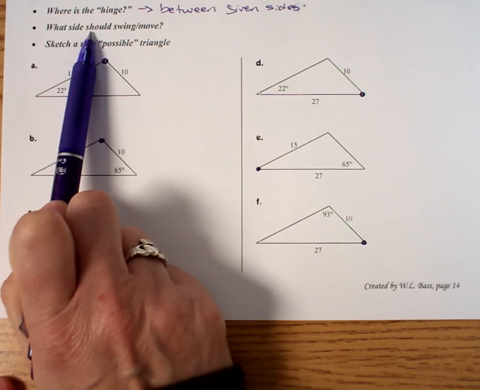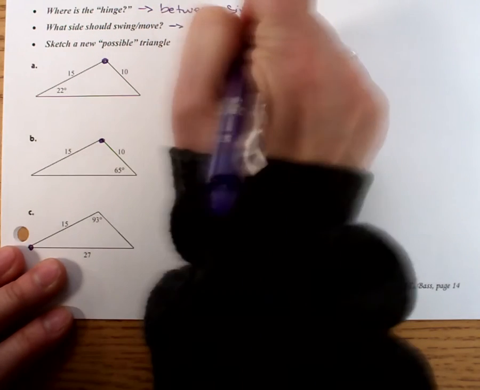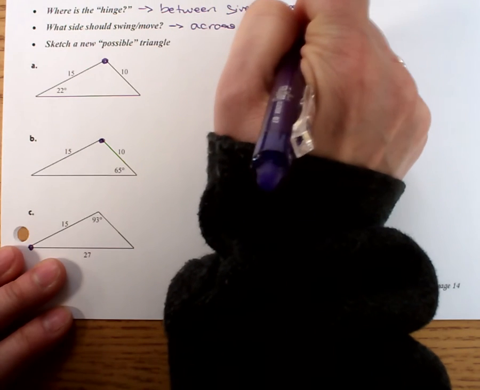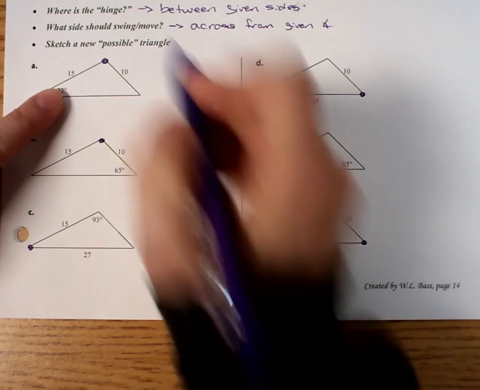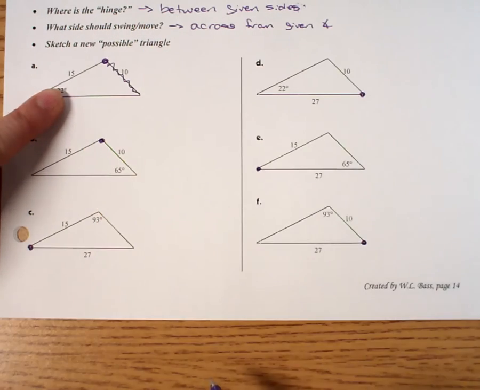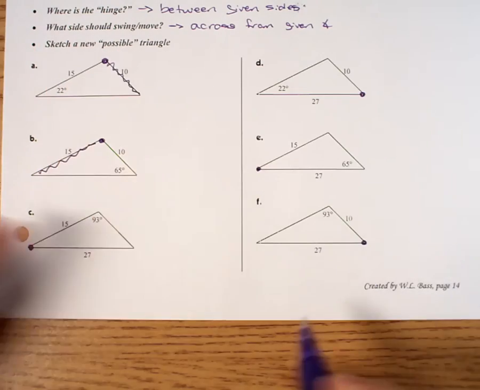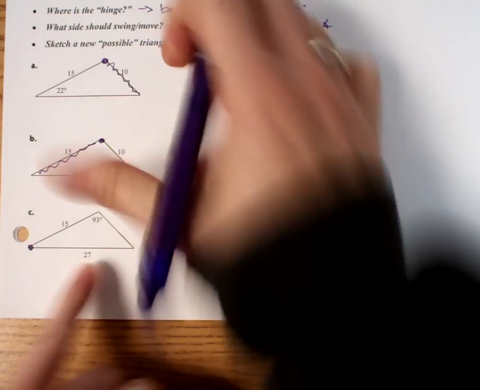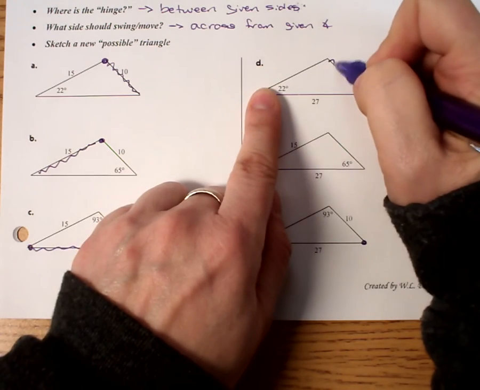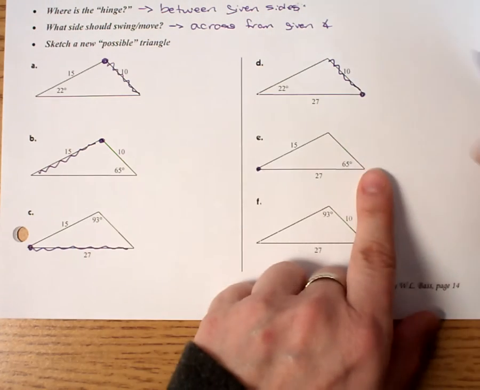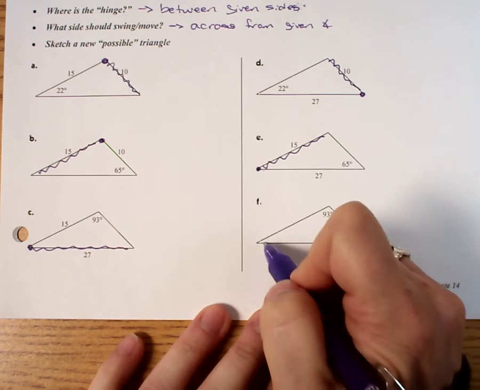Now, which side should actually do the moving? This is going to be the side across from the given angle. You'll only know one angle measure. So if this is my given angle, this side has to move. If this is my given angle, this side has to move. Given angle, this side has to move.